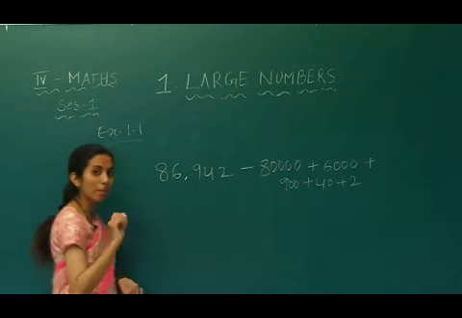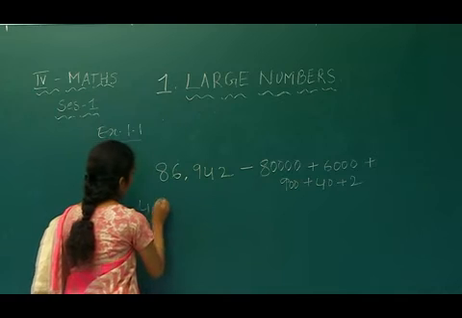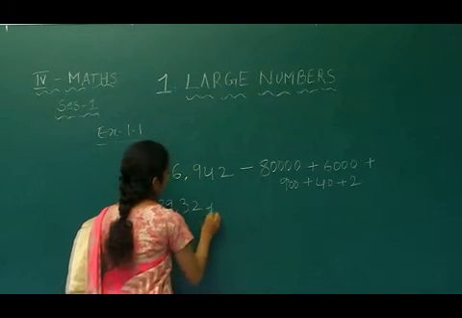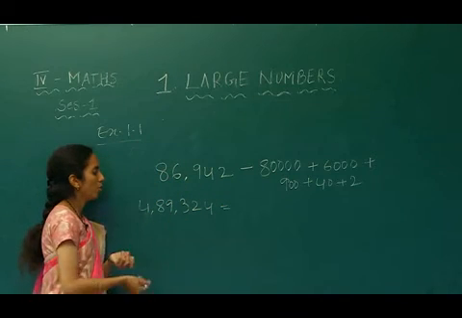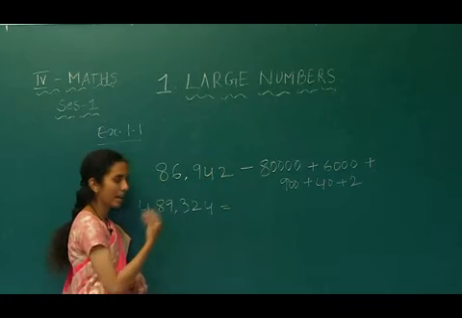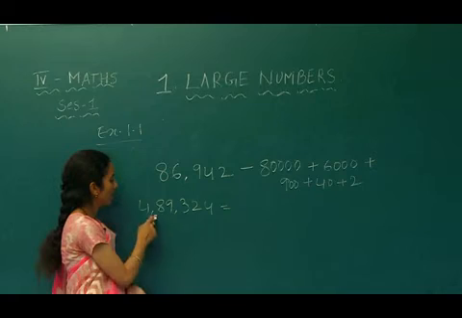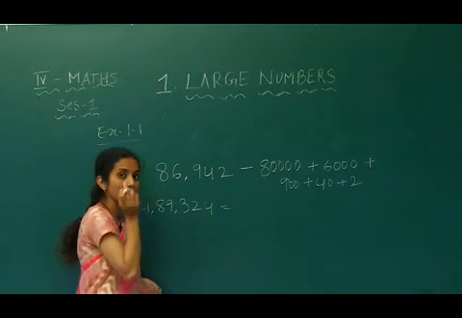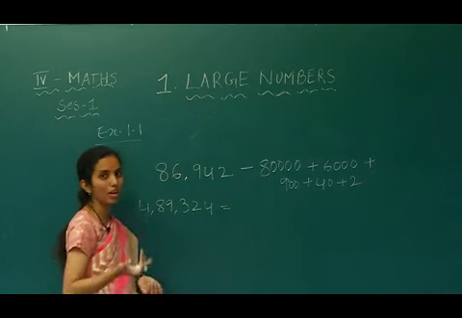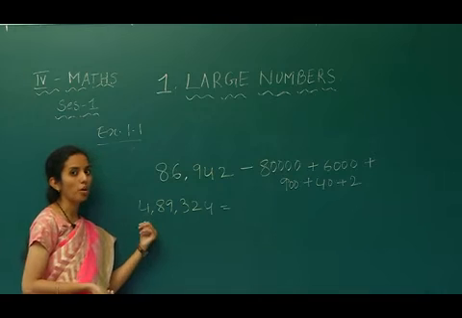So, what about the number in lakhs? Lakhs also same process. 4 lakhs 89,324. So, you know how to put the commas according to our Indian number system. I have told you earlier, again I am repeating. After hundreds, put a comma. After thousands and 10,000s, put a comma. This is a special thing in our Indian number system. In your higher classes, you will be learning about the international number system. Then you will know the importance of putting commas here.